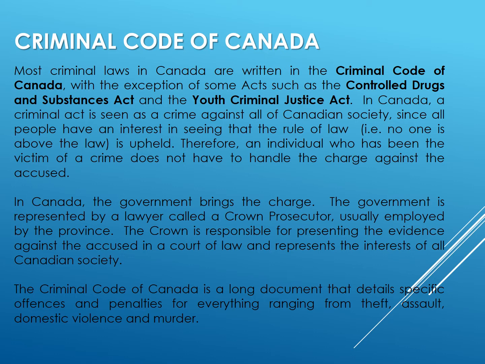The government is represented by a lawyer called a Crown Prosecutor, usually employed by the province. The Crown is responsible for presenting the evidence against the accused in a court of law and represents the interests of all of Canadian society. The Criminal Code of Canada is a long document that details specific offences and penalties for everything ranging from theft, assault, domestic violence, and murder.